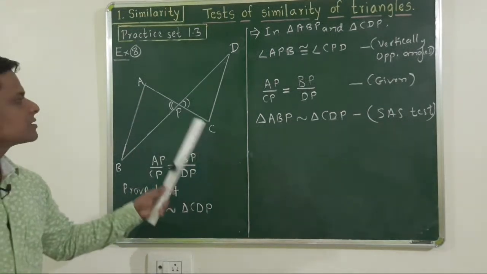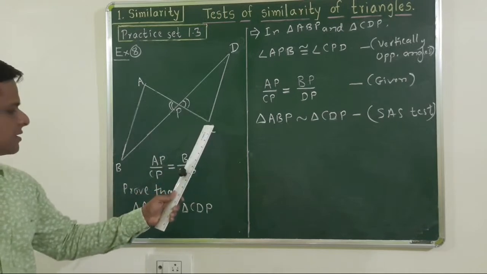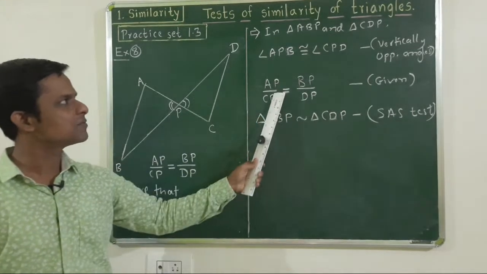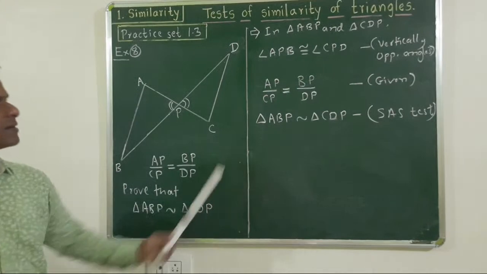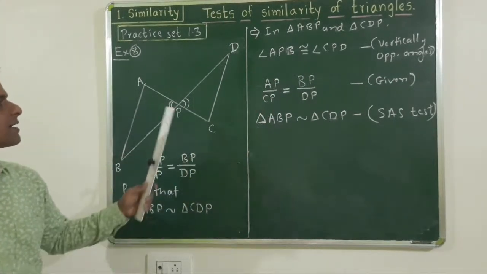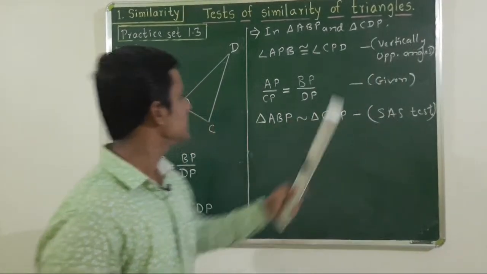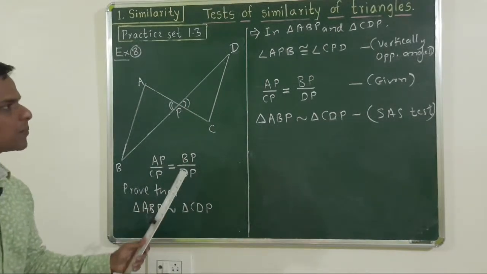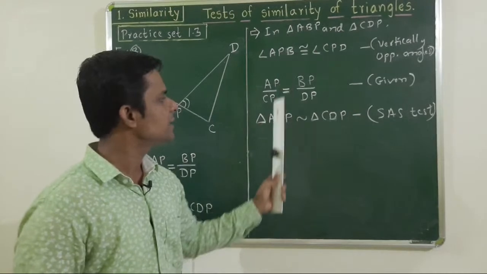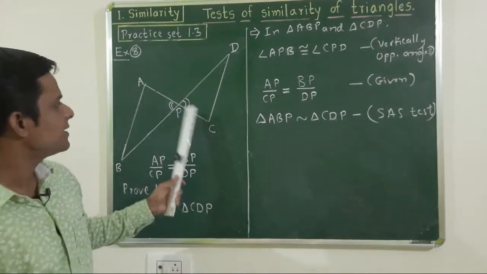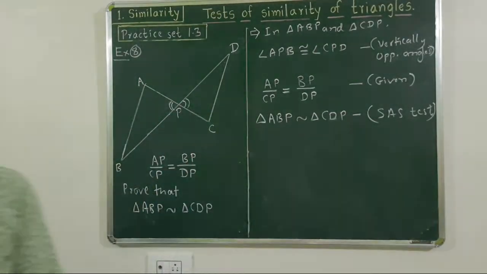See once again, in triangle ABP and triangle CDP, these two angles are congruent. This is the only statement that we have used. This is given, and these are only names. So angle APB is congruent to angle CPD, reason: vertically opposite angles, and AP upon CP is equal to BP upon DP, reason: given. Hence triangle ABP is similar to triangle CDP by the SAS test, side angle side. Take a screenshot of this, then we'll move towards the last example of practice set 1.3, that is example number 9.